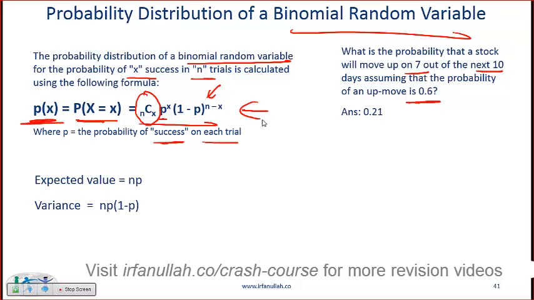And remember this formula. The expected value is n times p. So in our scenario, if n is 10 and probability is 0.6, so 10 into 0.6, the expected value is 6, and the variance would be n, which is 10, into p, which is 0.6, into 1 minus p, which is 0.4.